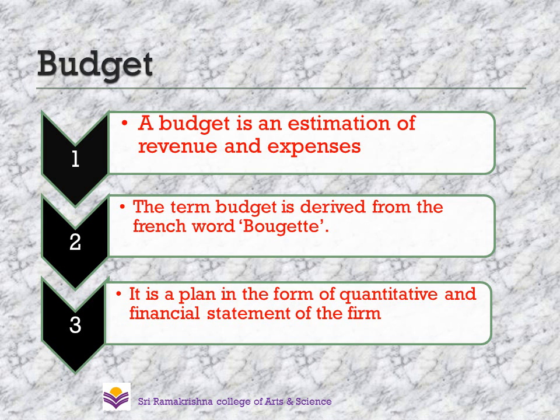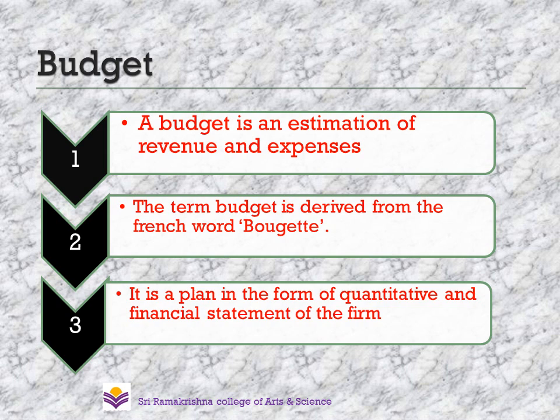So the topic first I'm going to cover is budget. In simple terms, it is a financial plan for the future with an estimation of income and expenses for a set period of time. To explain with a small example, we all put budgets for our family. According to our income, we plan our expenses.